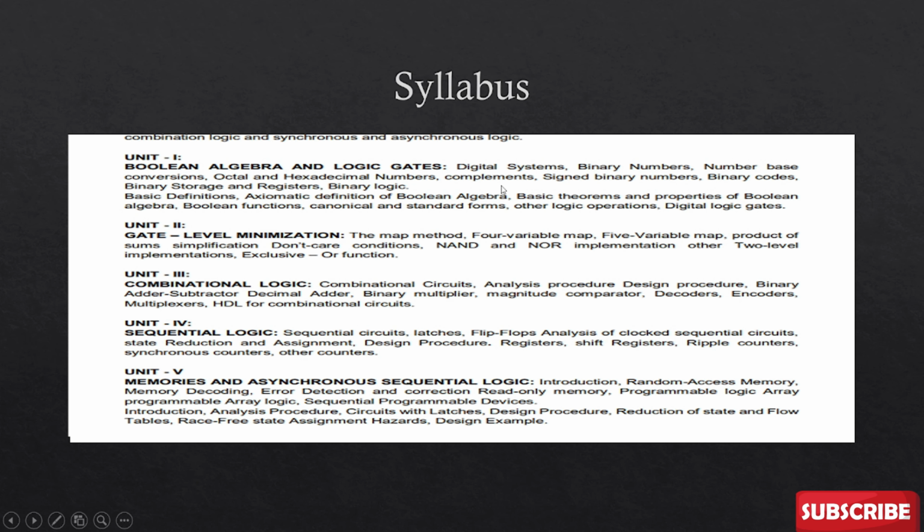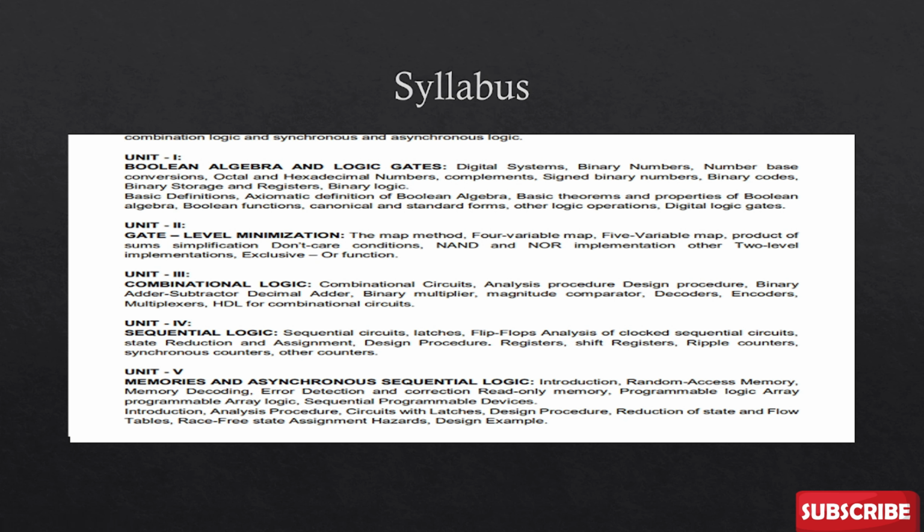So prepare accordingly. Coming to the second unit, it's gate level minimization. Here you will learn about map methods, logic gates, and mapping those methods with logic gates. Coming to unit 3, you have combinational logic and combinational logic circuits, analysis procedure, and so on. Unit 4 is sequential logic, where you have sequential logic circuits and flip-flops.